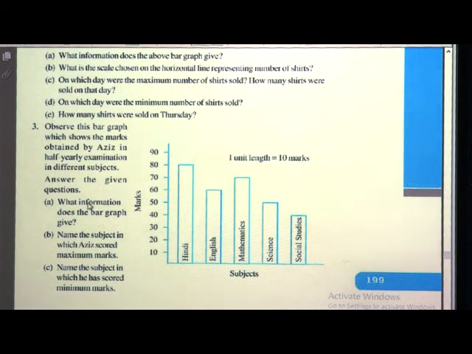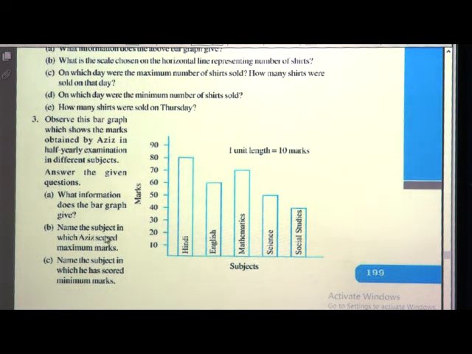Let us see the questions now. What information does the bar graph give? The bar graph shows us the information about the marks scored by Aziz in half yearly examinations. Next question, name the subject in which Aziz scored maximum marks. Hindi. So Aziz scored maximum marks in Hindi, that is 80 marks.